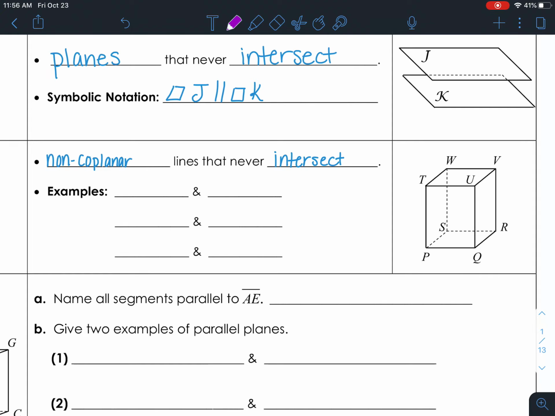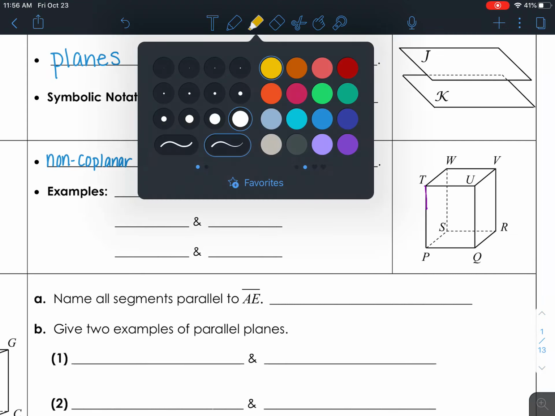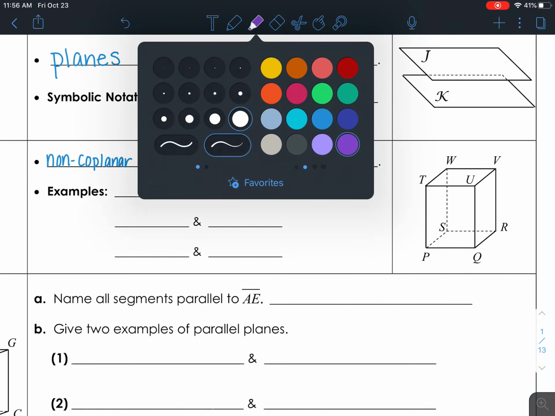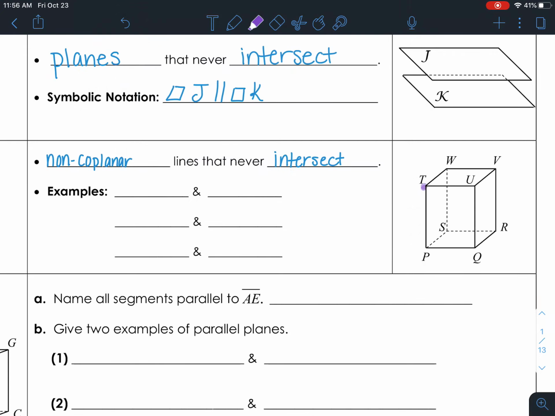So some examples of skew lines. I'm going to use TP here. All right, so here's TP. A line that would be skew to TP is one that is not on that same plane, but is also never going to touch it. So an example of that would be UV. So let's write that down. TP, the segment, is going to be skew to UV.